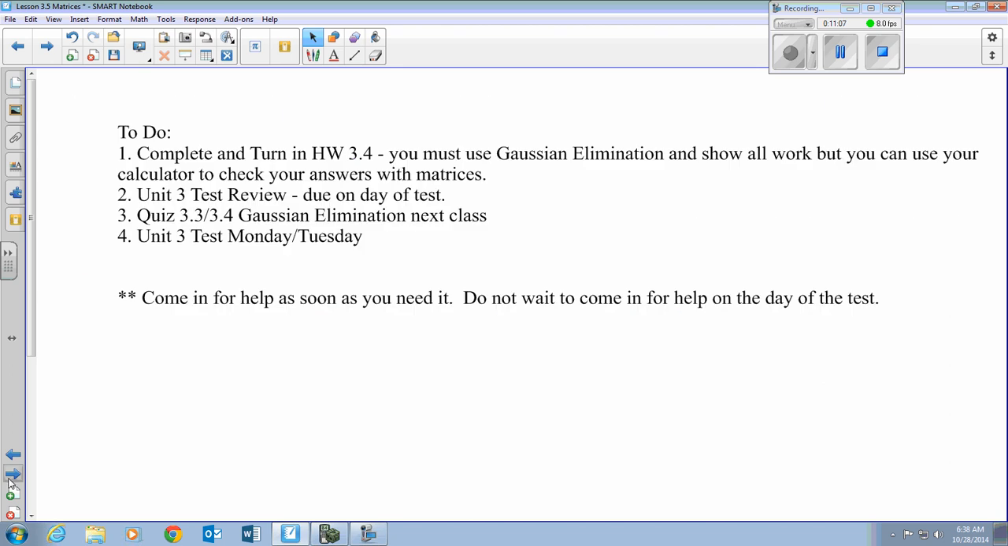Now, for today, you got lucky in that I am home with sick children, so you do not have your Gaussian elimination quiz today, but we will have it next class, which is your review day for the test. So I do expect you to be able to do a word problem or a Gaussian elimination problem by hand without using your matrices. And I'm going to check all of your steps, so I'm going to need to see each step. So please be very careful. Don't use only matrices.